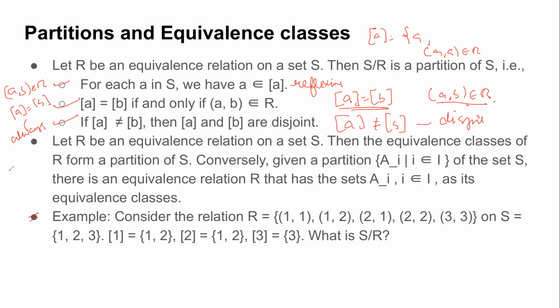Okay, and suppose there are two equivalence classes of elements which are not equal, then they will never have any common element. They will either be equal or they will be disjoint. So these two properties will be there. Either the equivalence classes of two elements will be exactly equal or they will be disjoint. The intersection of these will always be empty. They will never have any common element. Okay, is that clear?